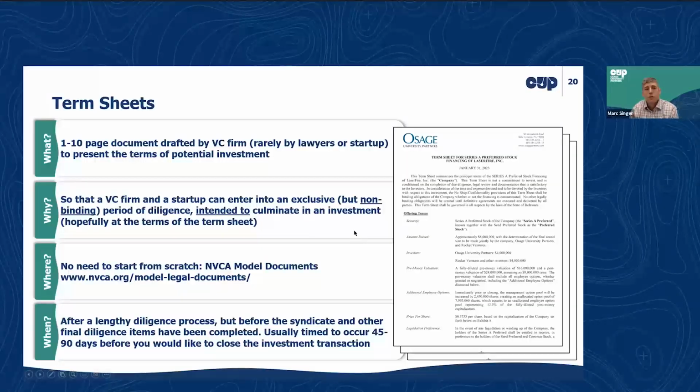what is a term sheet? A term sheet is a document that is generally prepared by the investor. So usually a venture capital firm will always submit their own term sheet to a company. It's rarely created by a startup themselves, except in some early angel situations.